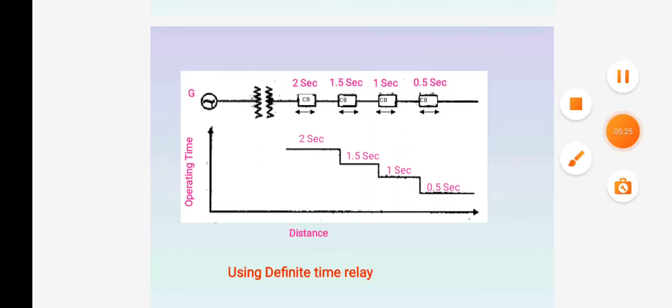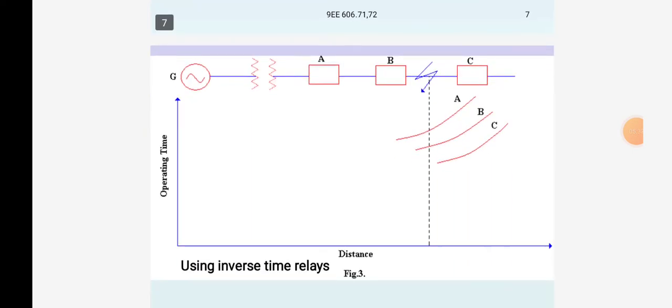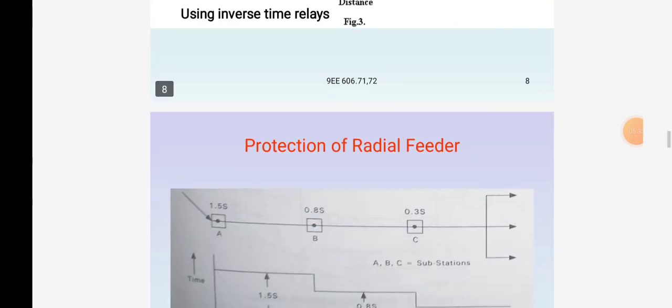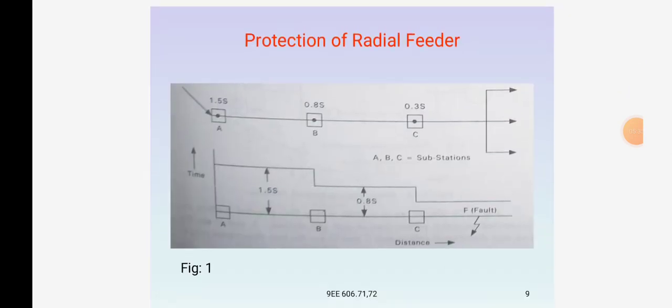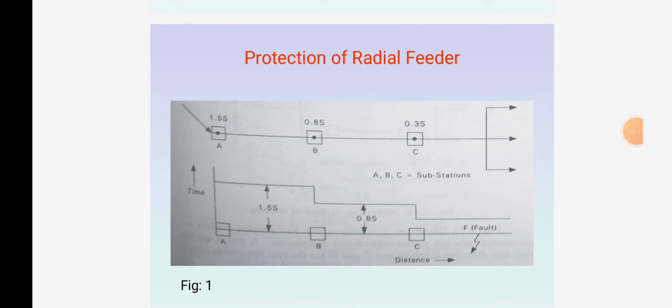This is the diagram for using definite time delay. This is the diagram for using inverse time relays for protection of radial feeders. So in this figure, the relay times are first 1.5 seconds, second 0.8 seconds and third 0.3 seconds. A, B, C are the substations. It shows the diagram in substations.